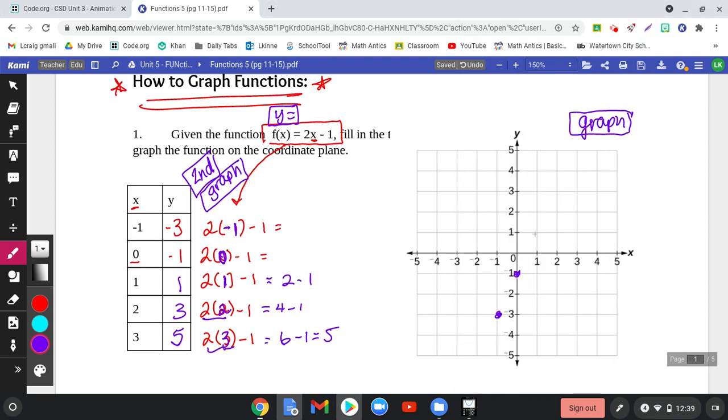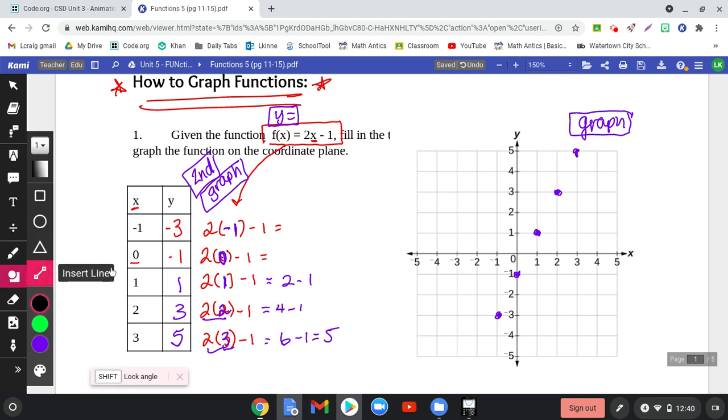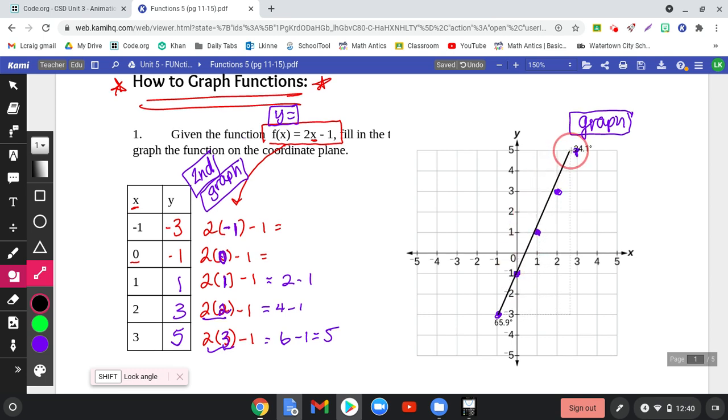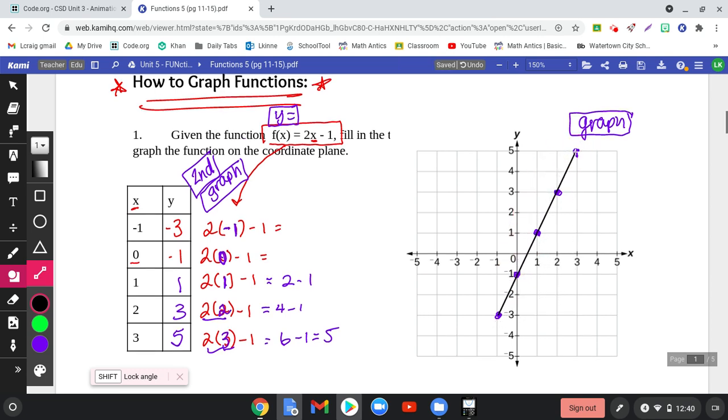1, 1, so over 1, up 1. 2, 3, over 2, up 3. And then 3, 5, over 3, up 5. And each of these functions is going to form some kind of pattern. All right, let's try out the line here. I guess that was under shapes. I'm going to put it at one endpoint and just drag it up to this one. There's our line. We're not going to have it go beyond that, so we're just going to have it go from the first point to this last point.